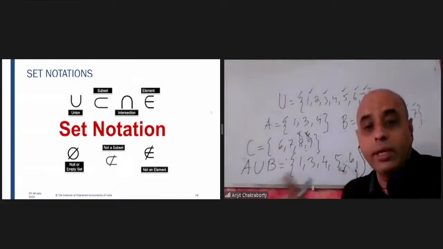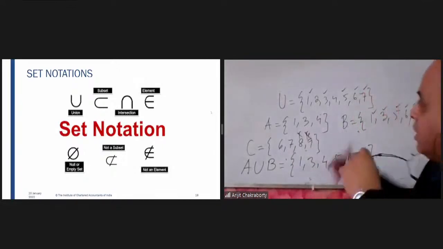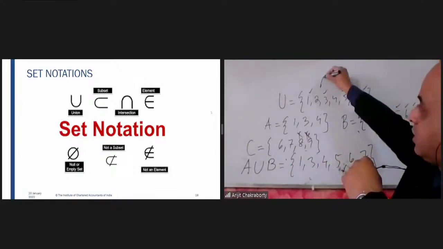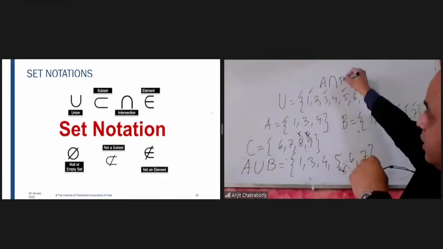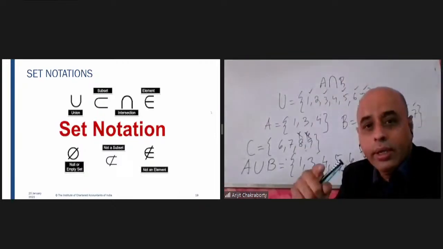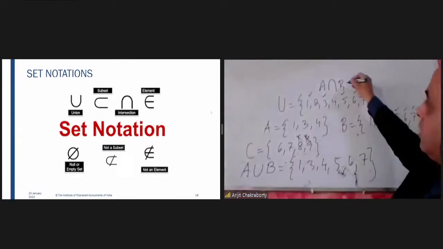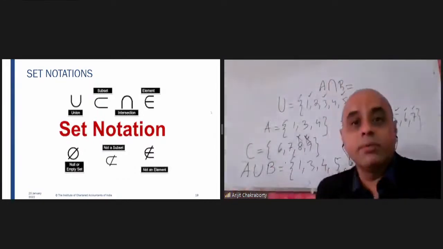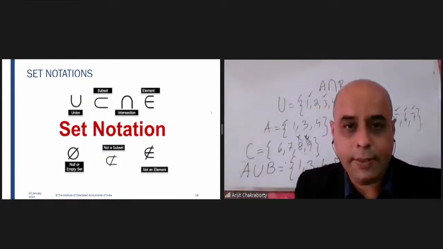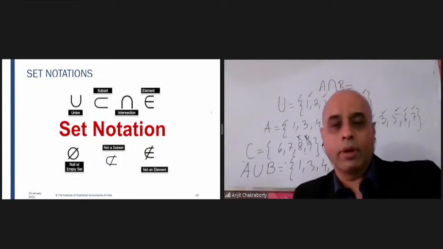Now if I ask you A intersection B, it is an inverted U. Intersection we write like an inverted U. A intersection B will be what? Intersection means common points.